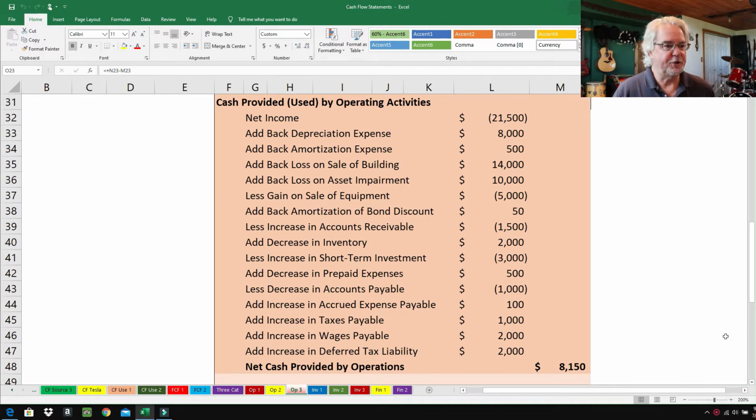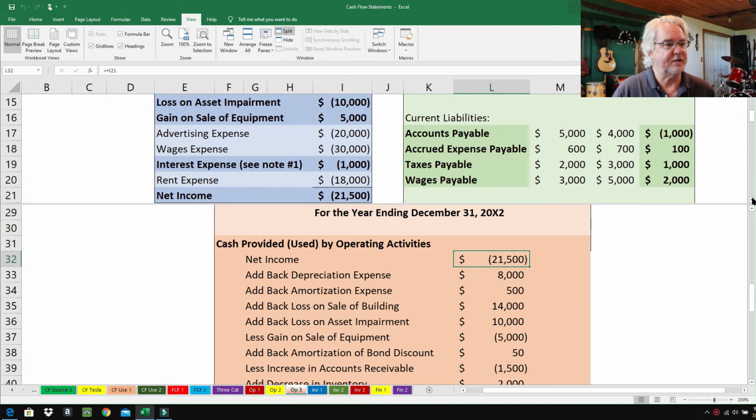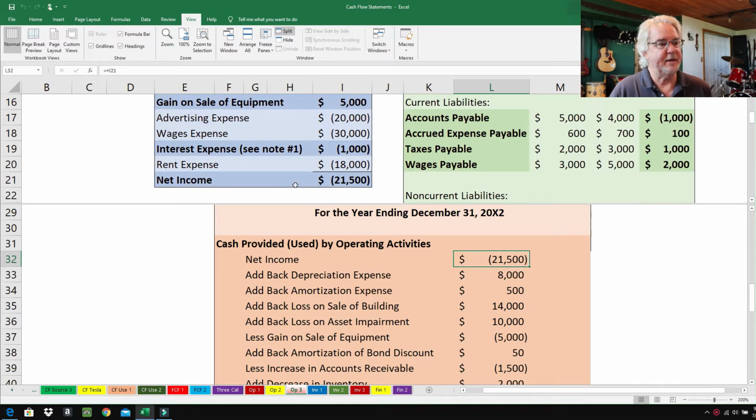So in order to do this, I'll split the screen here. The cash flow statement always begins with net income. So we write down net income, and in this case, it was not a net income, it was a net loss. Here we are. Net income negative $21,500. That doesn't require any calculating or thinking. We just write it down.